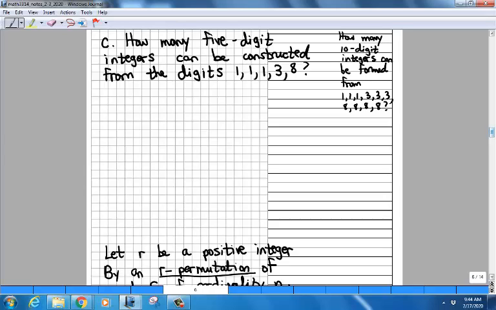These are called permutations. You've heard that term before. I leave you with this question. I have 2 versions of this question, considerably different in difficulty. How many 5-digit integers can you construct from exactly these 5 digits: 3 ones, a 3, and an 8? So how many 5-digit numbers can you create there?